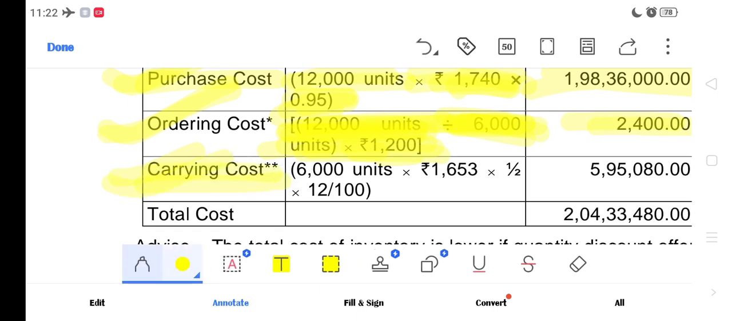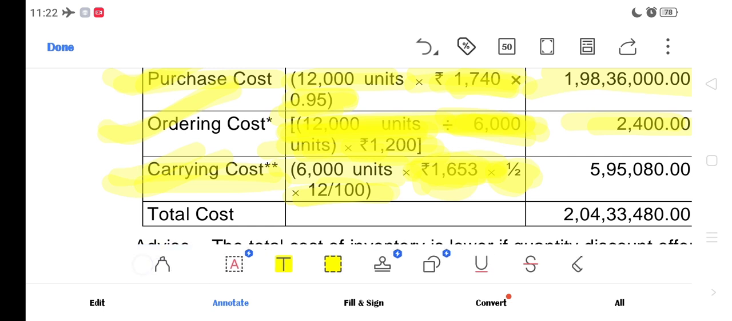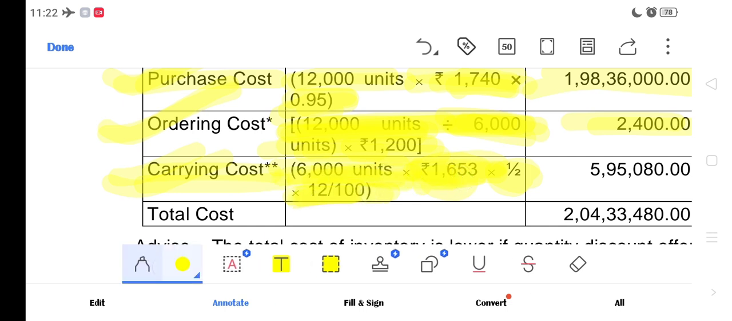Now what is carrying cost, guys? It is half of... why is this 1653? Because 1740 into 95% comes to a total of 1653 into 12%. This is unit price, this is carrying cost into half into order quantity. Order quantity is not 371 now, it's 6000 units, I already told you. So everything as per the formula you have put together.